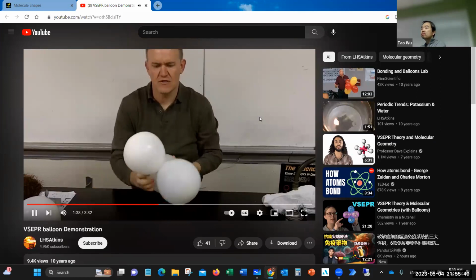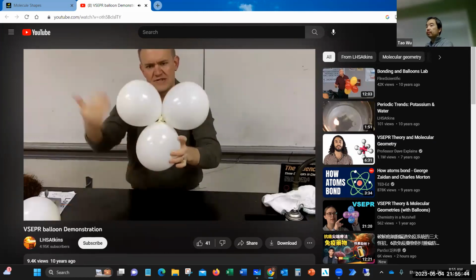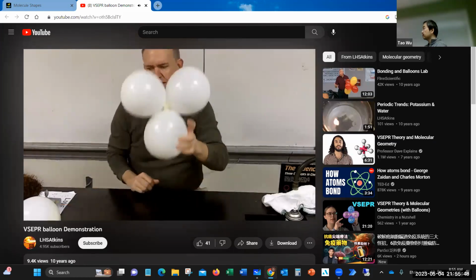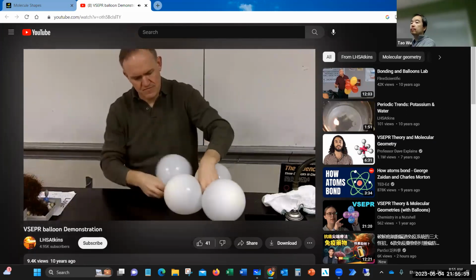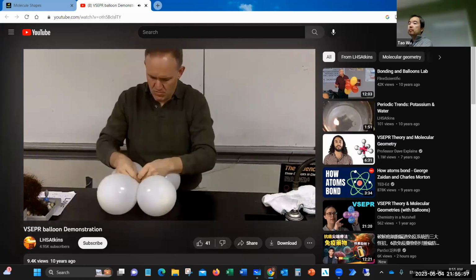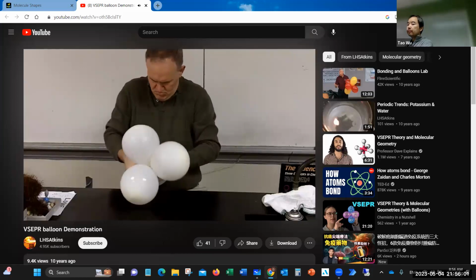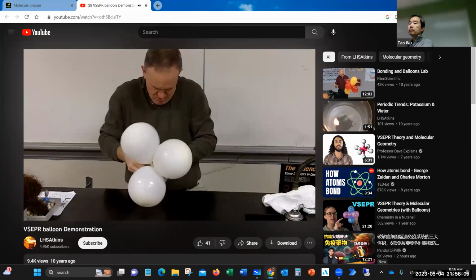This structure, that last one, is called linear. This structure is called trigonal because it's got 3 sides, but planar because it's flat. Trigonal planar. If we then go ahead and throw a 4th pair on there, not easy to do.